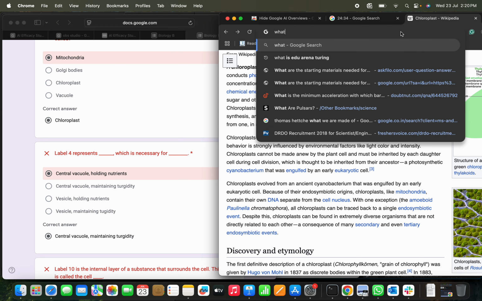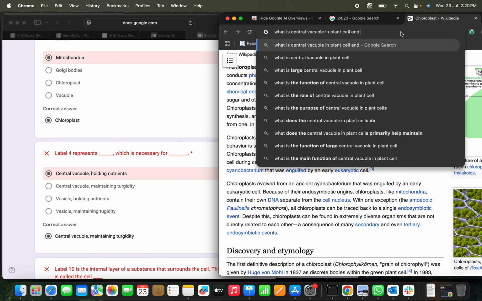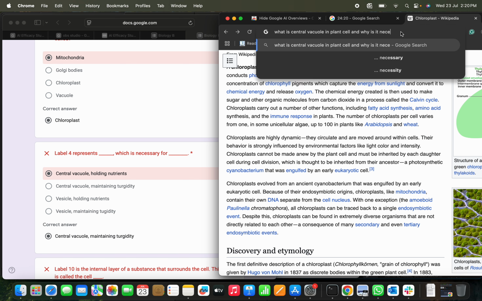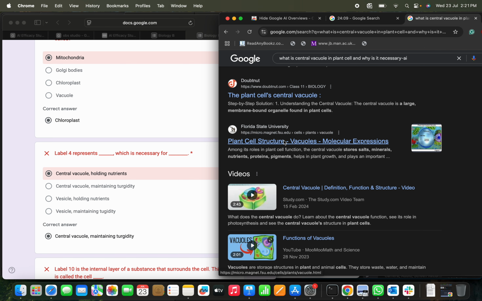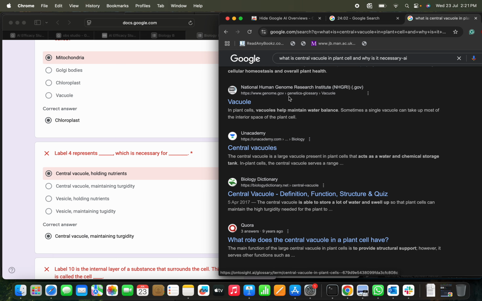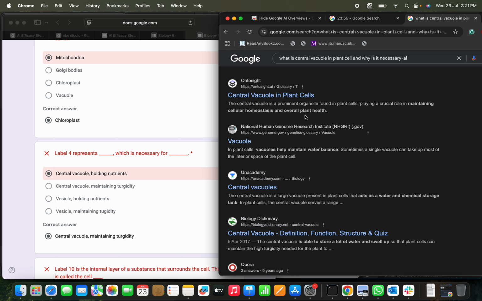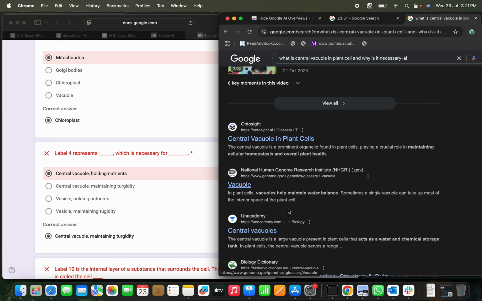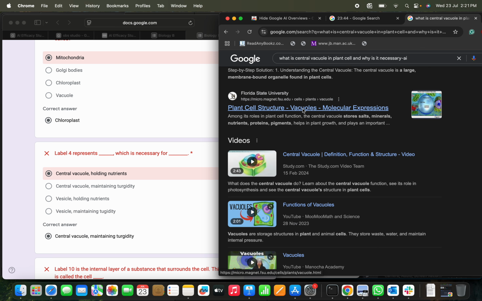Let me ask, what is the central vacuole in a plant cell and why is it necessary? Okay, I'm not sure what level of information it will provide, but let's go with the one provided by some university. I've lost that link. Yeah, this is vacuoles.